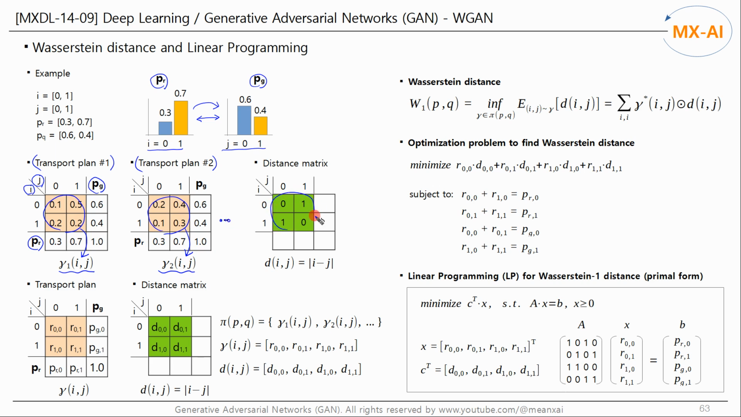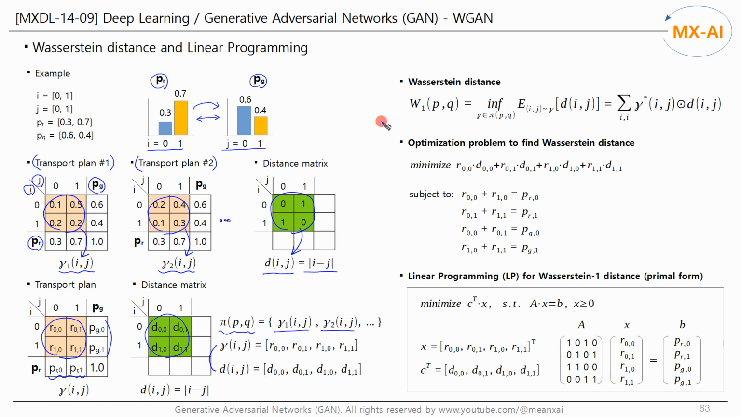And we have a distance matrix D like this. This can be measured by the absolute values of I minus J. Let's notate the matrix gamma like this. And let's express the marginal probabilities PR and PG like this. The distance matrix is also expressed like this. The set of matrices gamma is pi. Then we vectorize the matrices gamma and D like this.